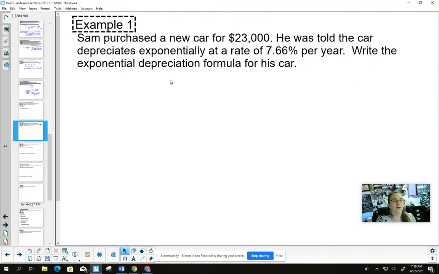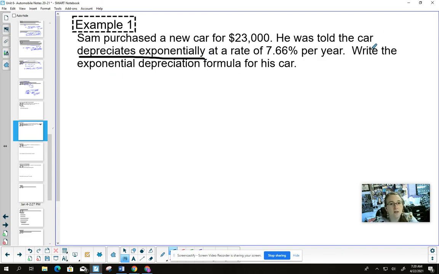Okay, so Sam purchased a new car for $23,000. He was told the car depreciates exponentially, so this is how we know that we're using a different formula. If it said straight line depreciation, that would be the y equals mx plus b. Depreciates exponentially, we're going to use that one. At a rate of 7.66% per year, write the exponential depreciation formula for his car.